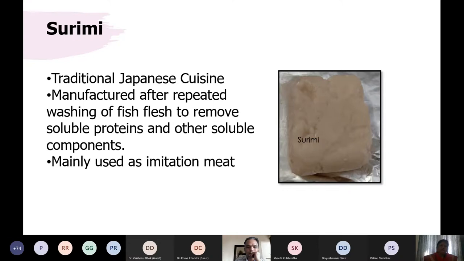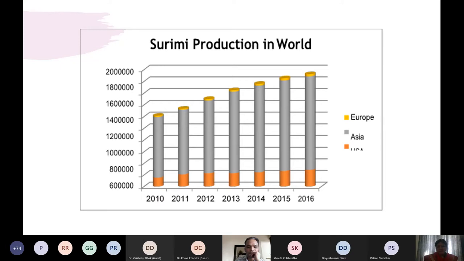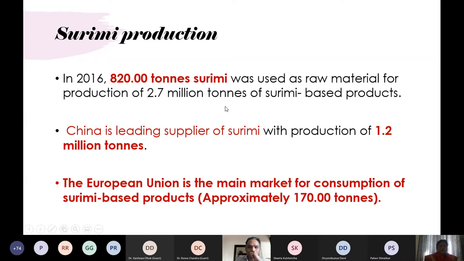A very small amount of the surimi is consumed in India. The rest is all exported to Japan, Europe or the US. So this is the surimi production in the world. The highest production is in Asia, particularly China, and then comes the USA and then Europe. Since Europe has less production, a lot of export goes to Europe. About 820 tons of surimi is used as a raw material for production of 2.7 million tons of surimi based products. To produce 820 tons, we have to use 2 to 7 million tons of raw material. So you can imagine how much rest material waste we are generating in the production of surimi.